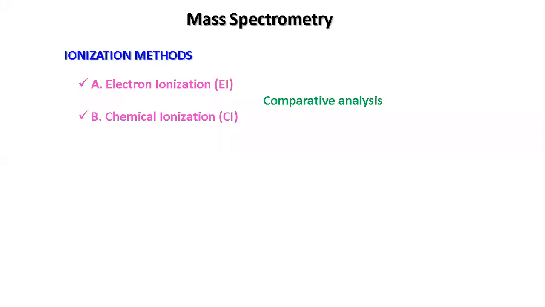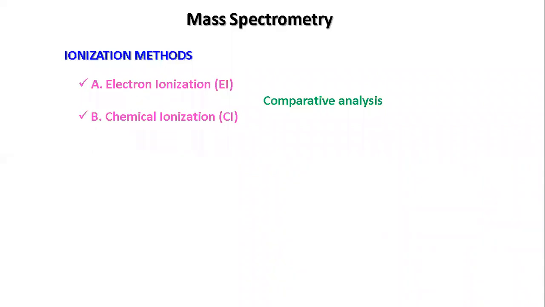Now today what we'll see is the differences we find for a particular molecule when we treat it with the electron ionization technique and when we treat it with the chemical ionization method. Okay.